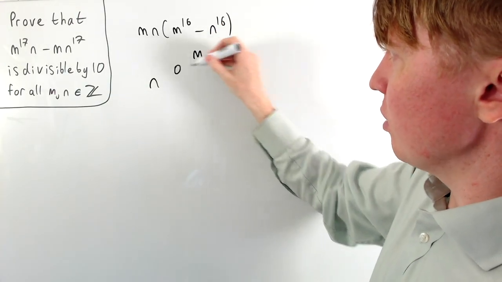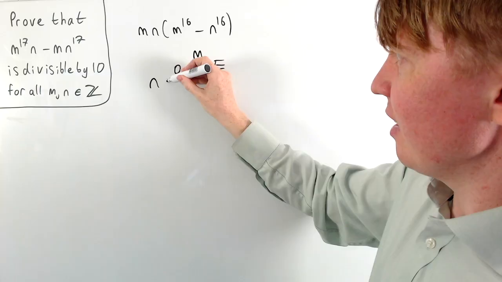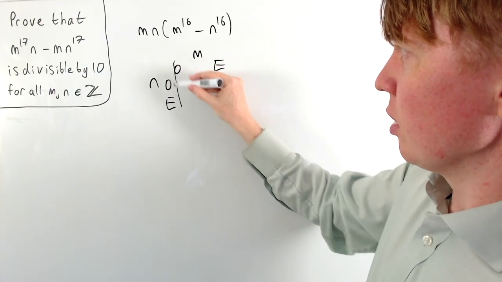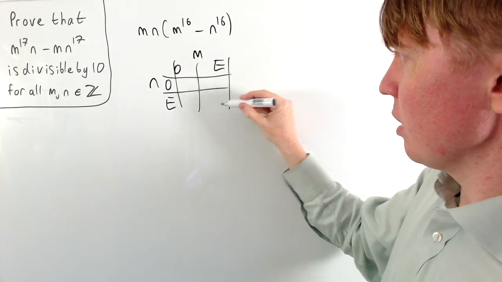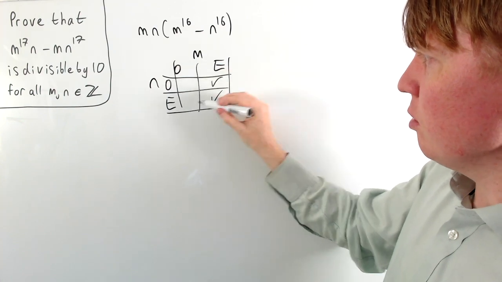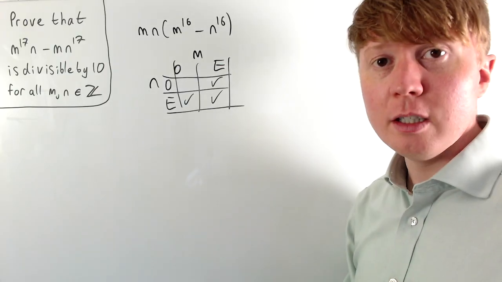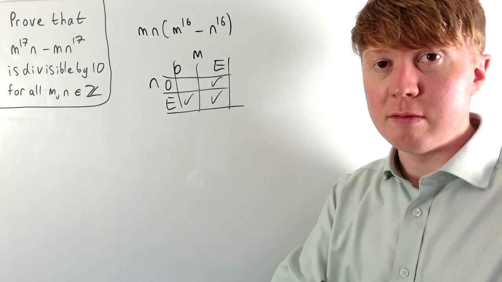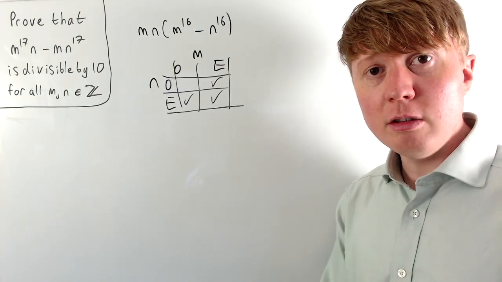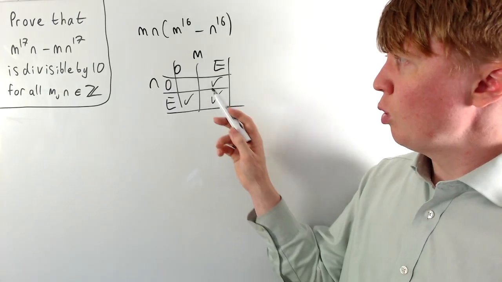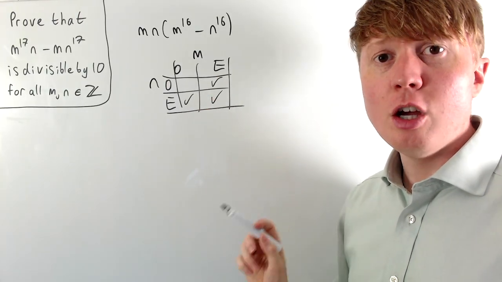You can have m is either odd or even, and similarly n is either odd or even. And if we put these into a little table like this, you can see that if either of m or n are even, then we've got an even number multiplied by some other integers, so we've definitely got an even number in this case. And the only interesting one to consider is what happens if both m and n are odd.